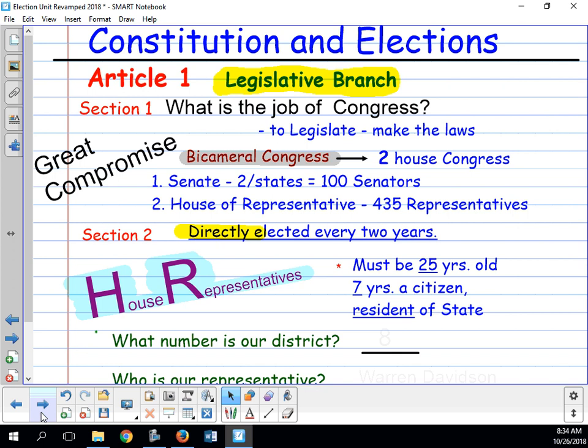And then you must be a resident, meaning you live in the state that you represent. I think what qualifies as residence depends on the state. It could be as little as 6 months, or it could be as much as some years, depending on the state. But you must be a resident.